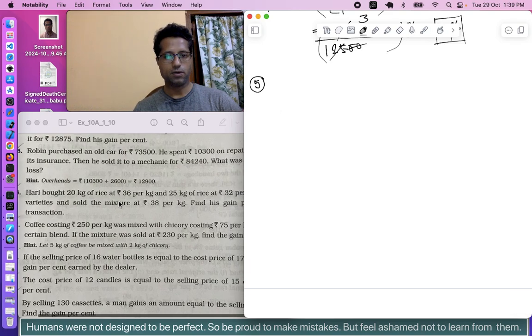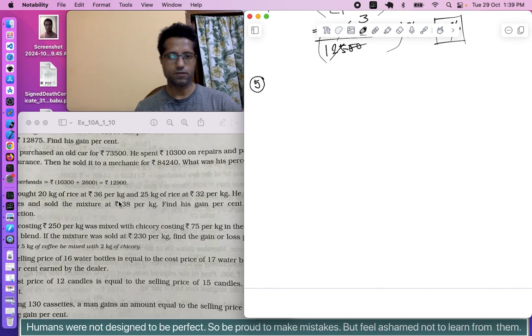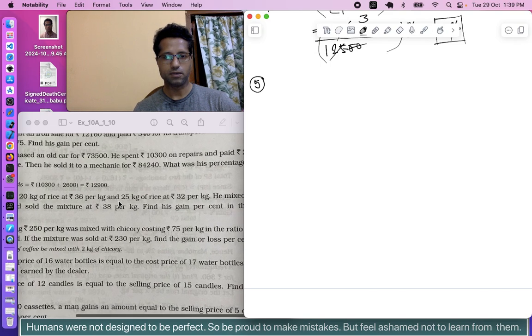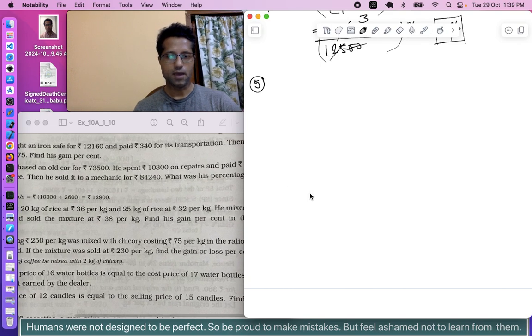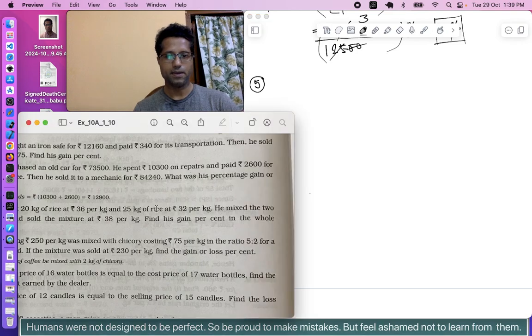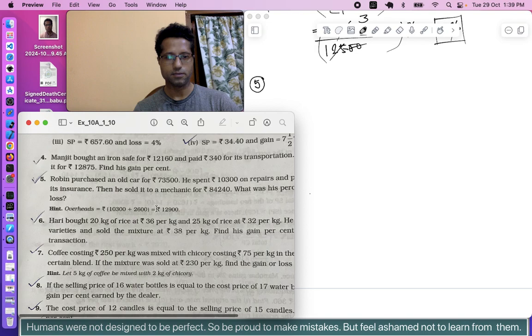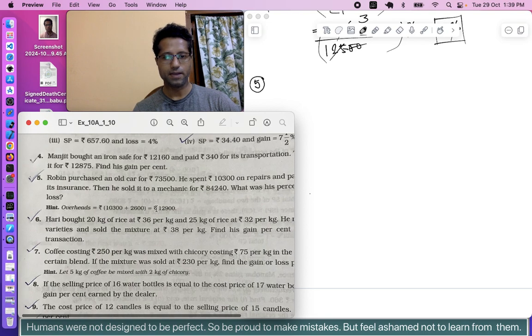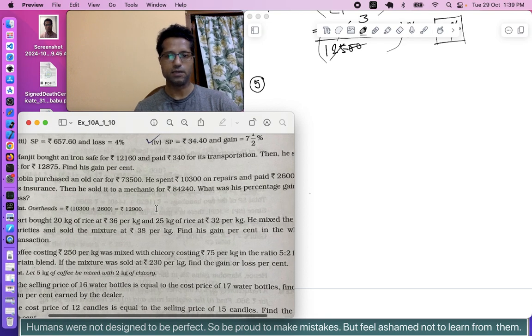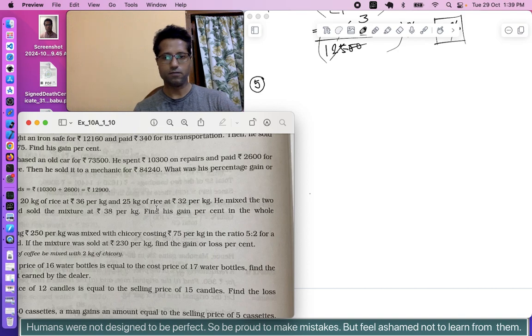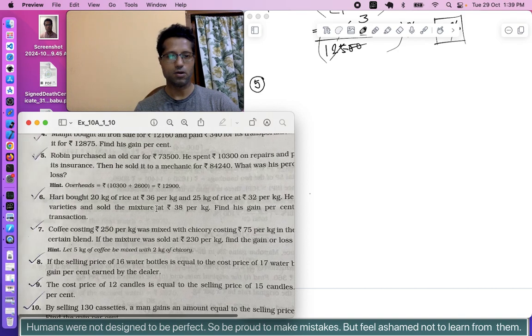Robin purchased an old car for rupees 73,500. He spent rupees 10,300 on repairs and paid rupees 2,600 for its insurance. Then he sold it to a mechanic for 84,240. What was his percentage gain or loss?